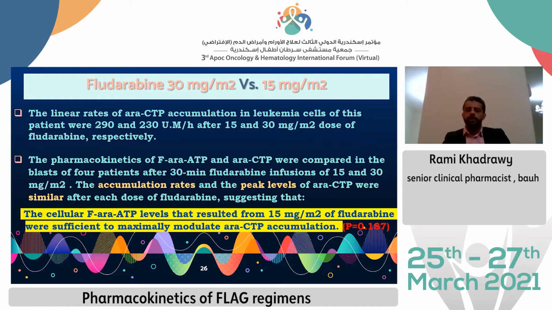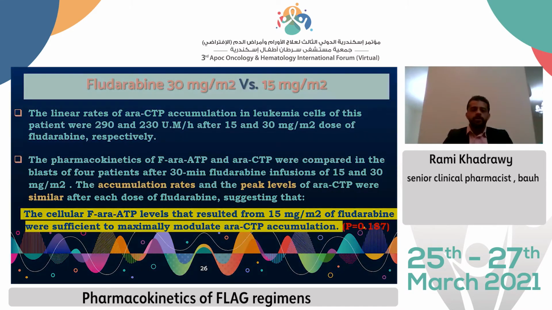Pharmacokinetics of FRTP and RCTP were compared in these 4 patients. The accumulation rate and the peak levels of RCTP were similar. So cellular FRTP levels that resulted from 15 milligram per meter square were sufficient to maximally modulate RCTP accumulation, with a non-significant p-value of 0.18. There was no significant difference between the two doses.